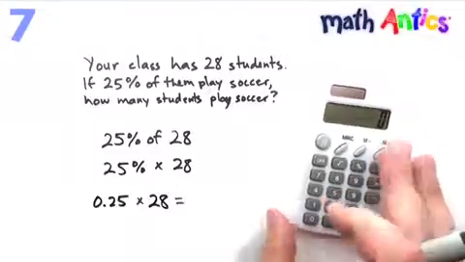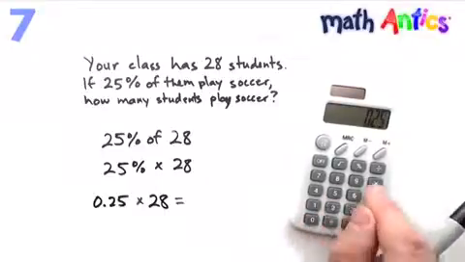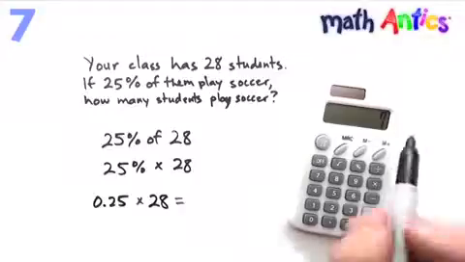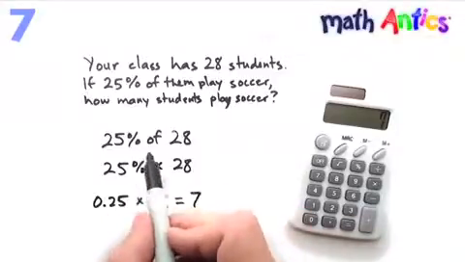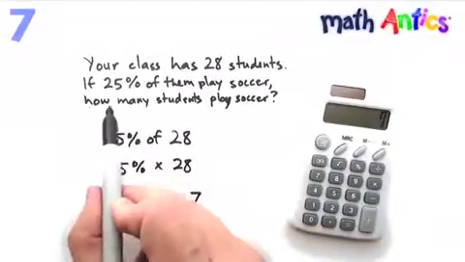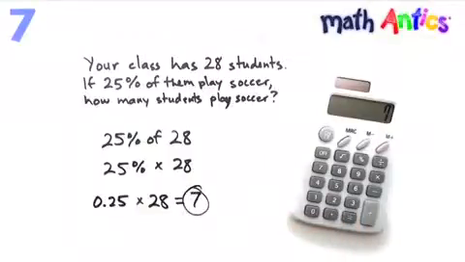Equals, so now we'll put that in the calculator. 0.25 times 28 equals 7. So 25% of 28 equals 7. And how many students play soccer? 7.